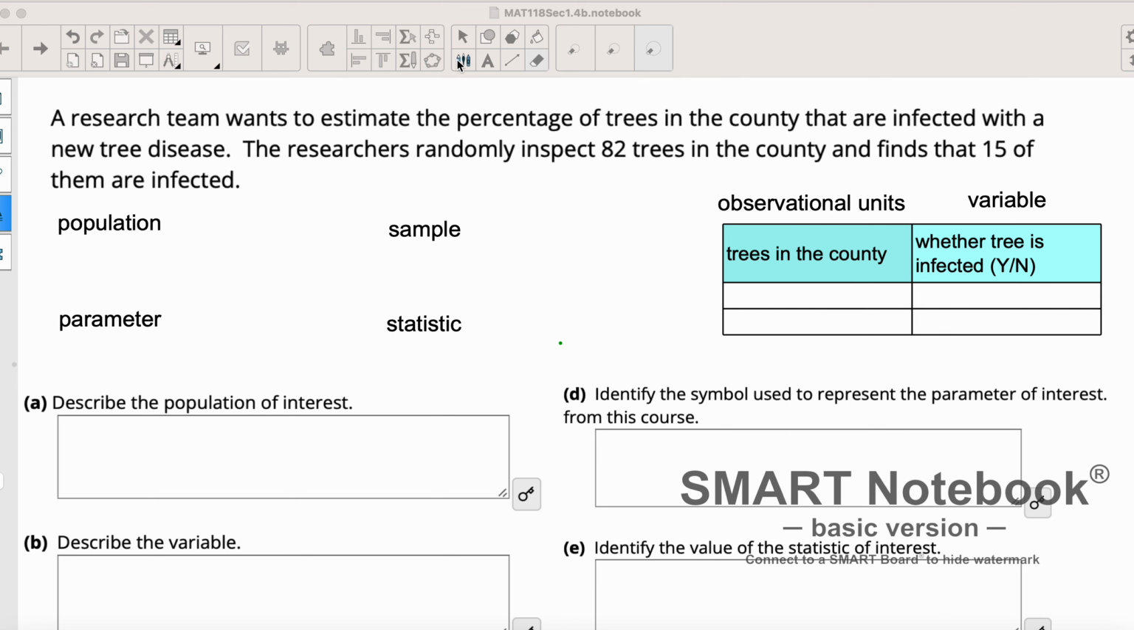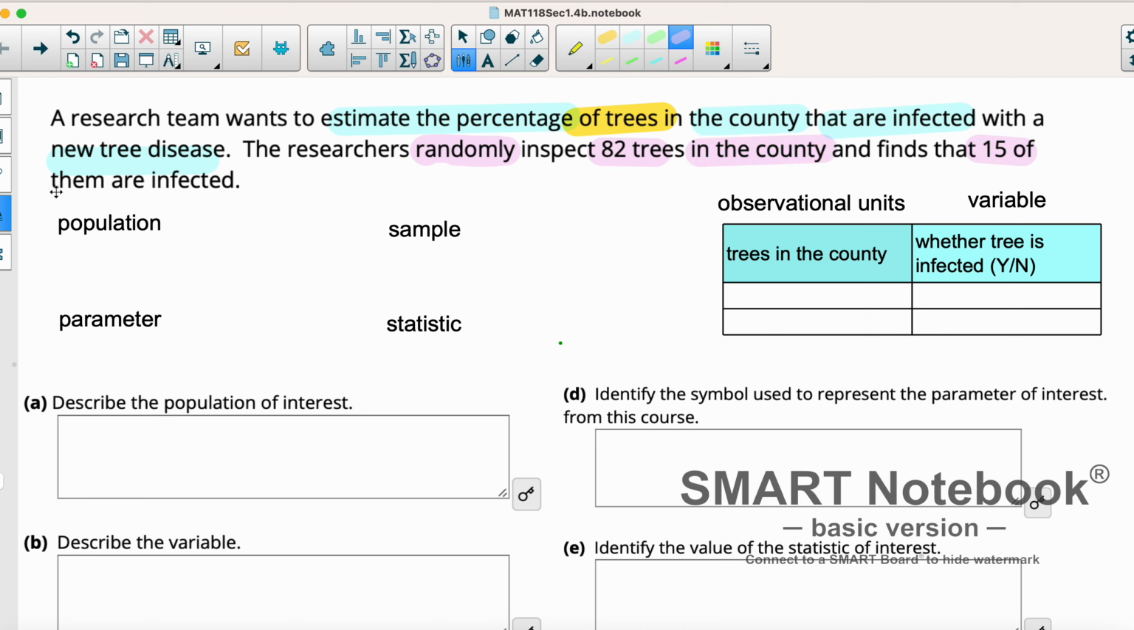From the written homework. A research team wants to estimate the percentage of the trees in the county that are infected with a new tree disease. To do that, a researcher randomly inspects 82 trees in the county and finds that 15 of them are infected.